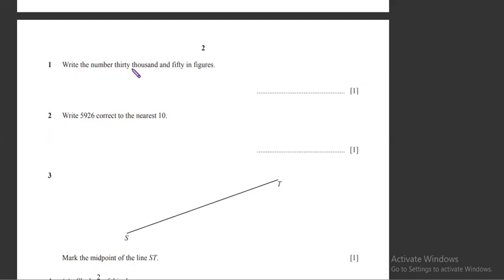Question 1, write the number 30,050 in figures. So you need to use digits to represent this number. So it's going to be 30,050. So this is how you would write it.